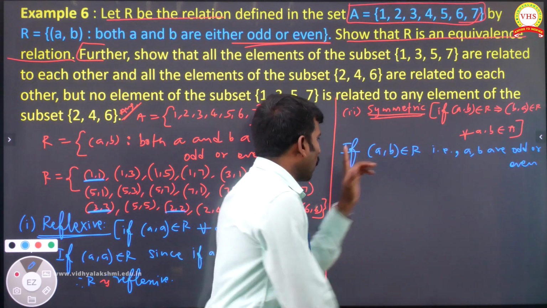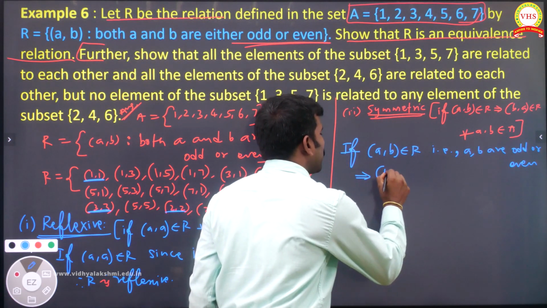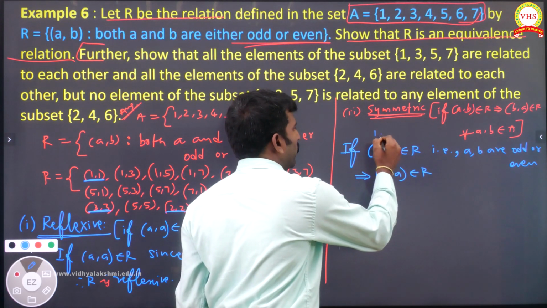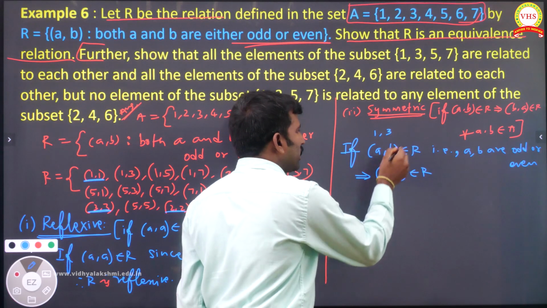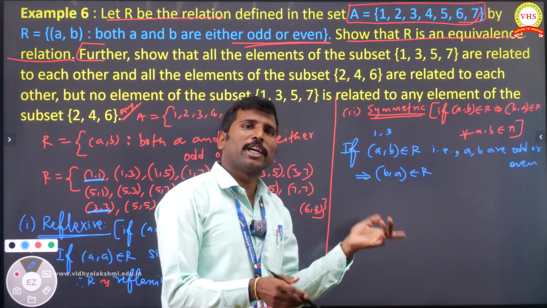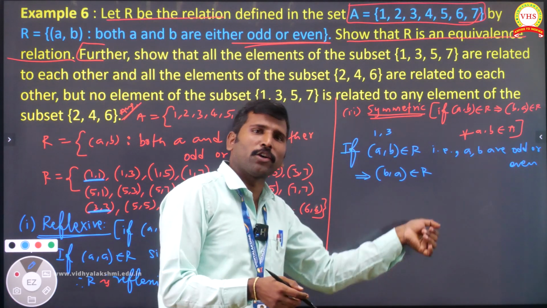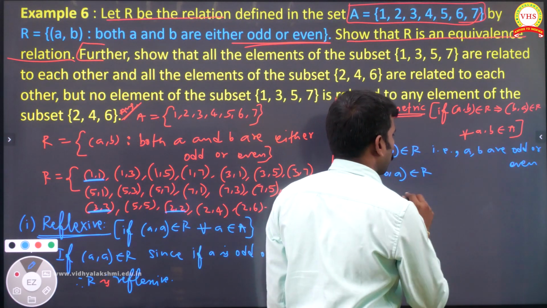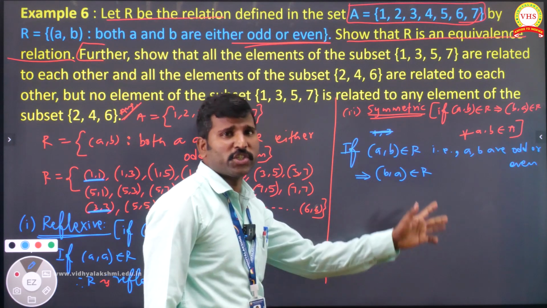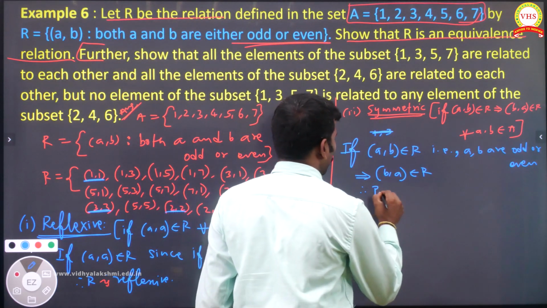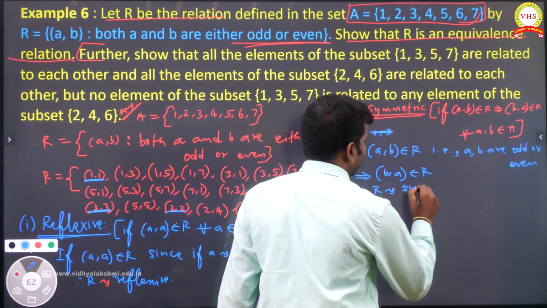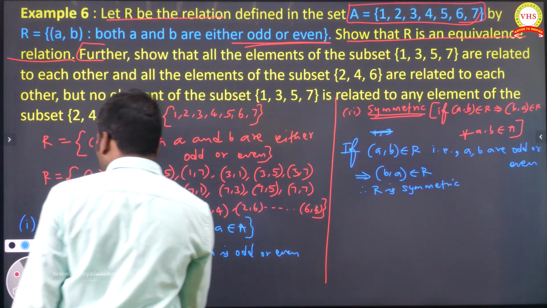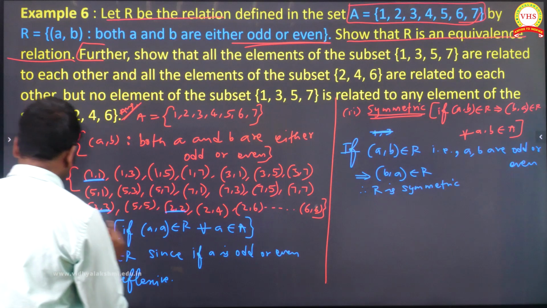Okay. Now, if I change this to (b, a), what will happen? Suppose a is 1 and b is 3. If I change it, it never changes. (3, 1) also, these are odd, that is also odd. Not an issue. So this also belongs to R. It doesn't change the meaning. Therefore R is symmetric. Very easily you can do these things.